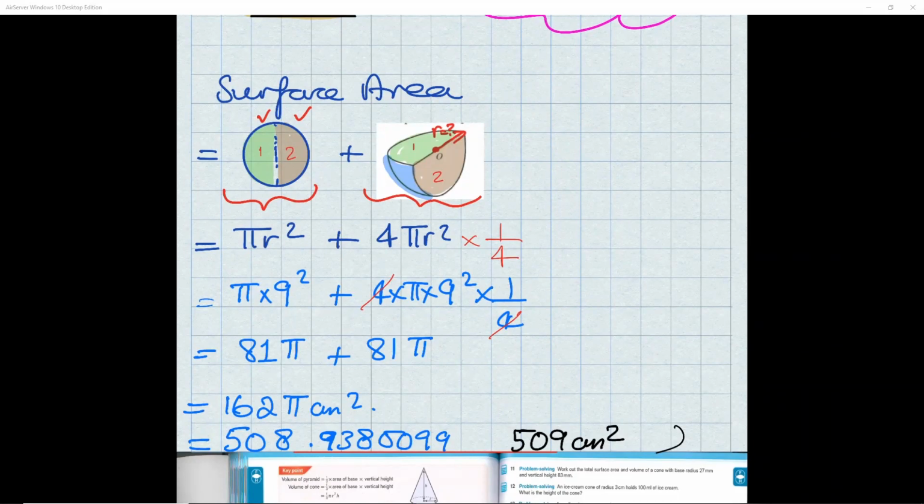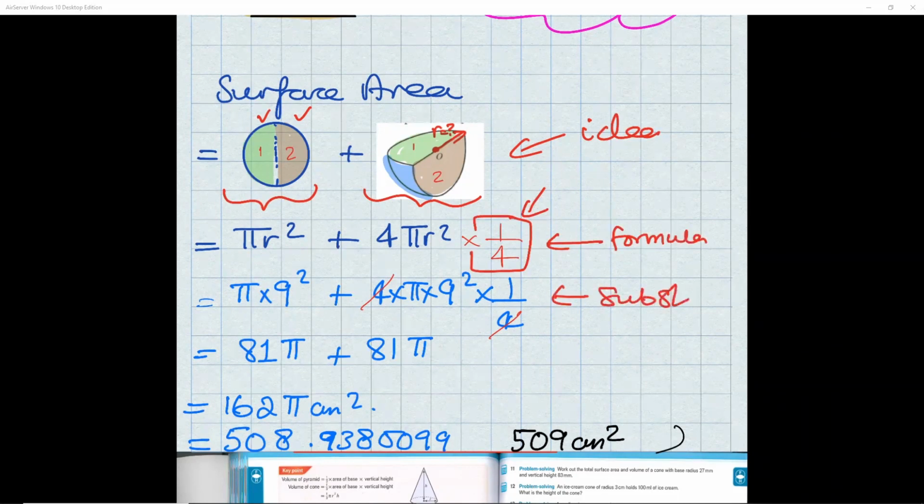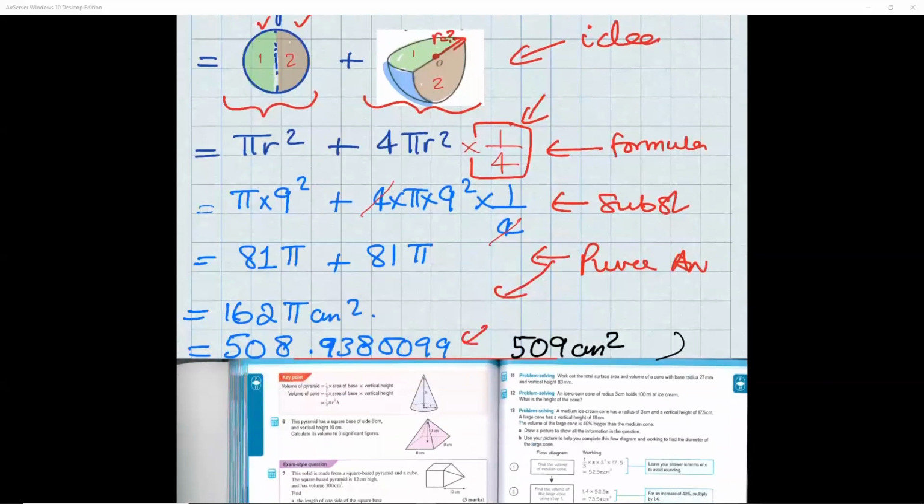Now, how much of the curved surface area do we have in this particular shape? How much do we have of the curved surface area of the whole sphere? 1/4. So that's my adjustment. So now this is our idea. This is our formulae. This is our substitution. This is our development of our pure answer. And then we have the calculator answer. And then we have our rounded answer.